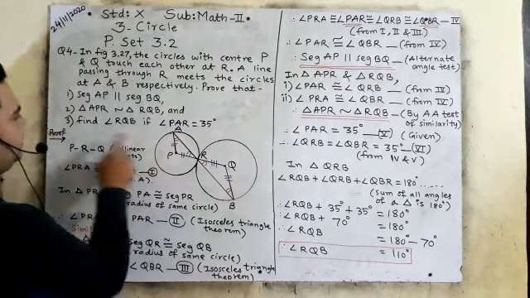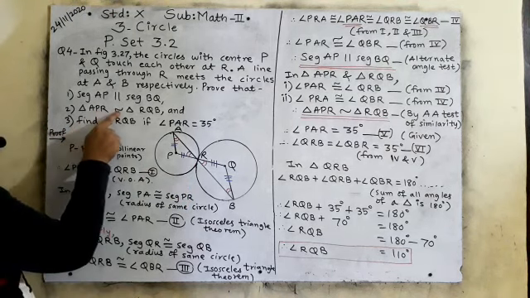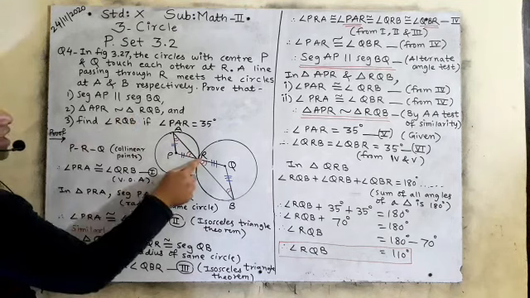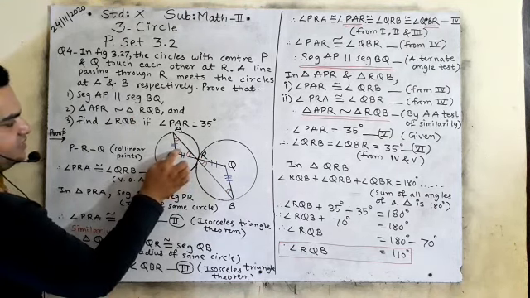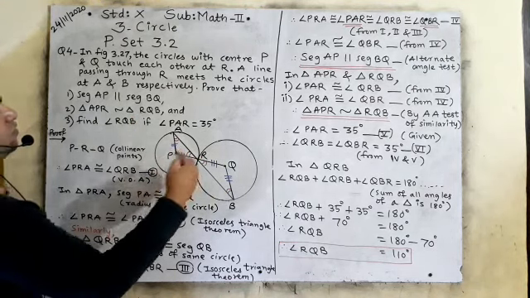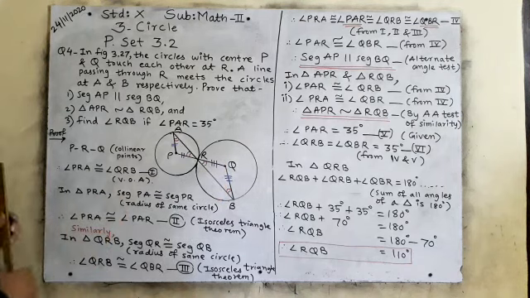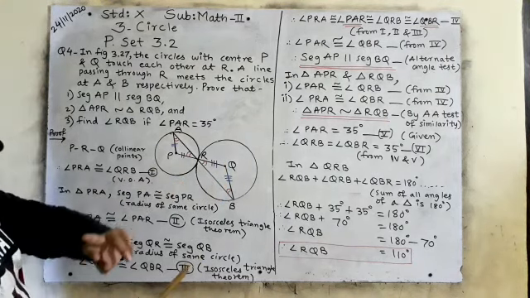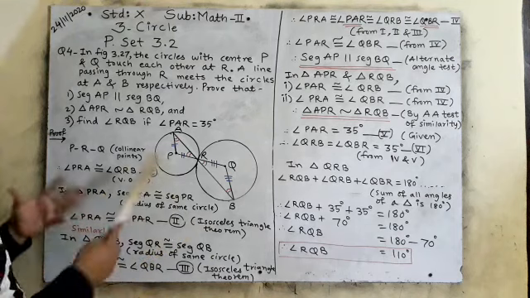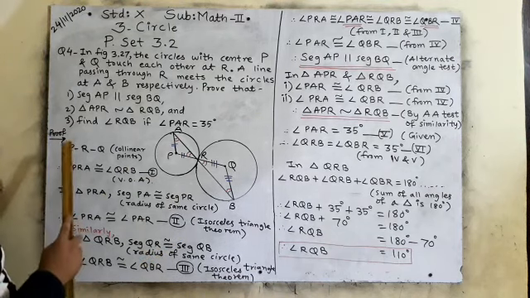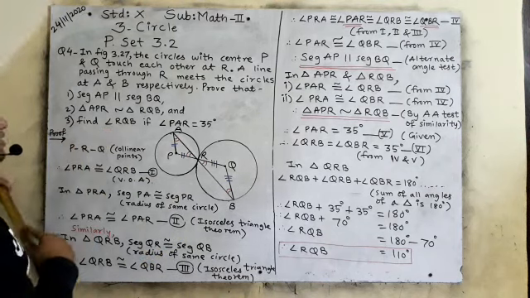APR, P comes in between. Similar to triangle RQB. It means this triangle is similar to this triangle. By which test? We will see later on. Third one, we have to find angle RQB.